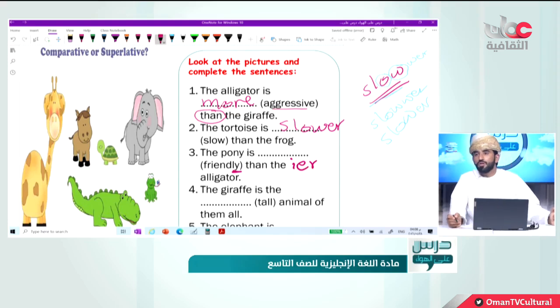Why did you add ER? Why didn't we add EST? Exactly, there is this word "than." Than is used for comparatives. We cannot use it for superlatives. What do we use for superlatives? Who can enlighten me? The, and then what? Most, exactly.